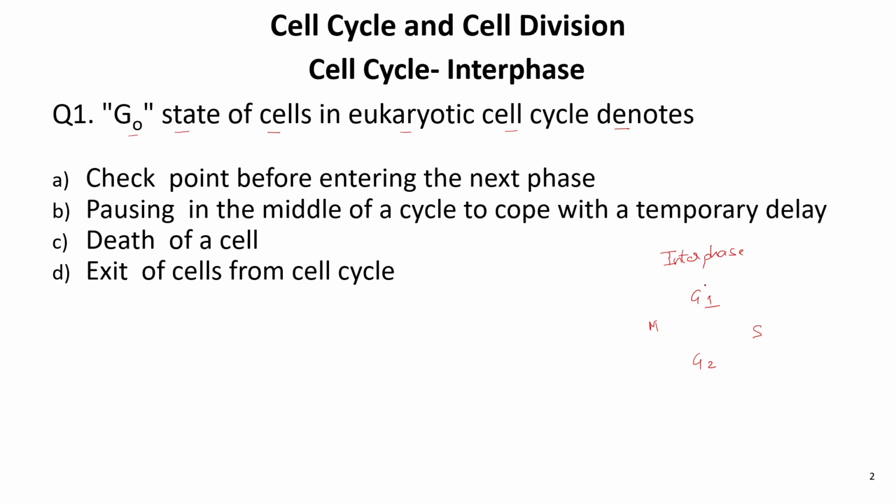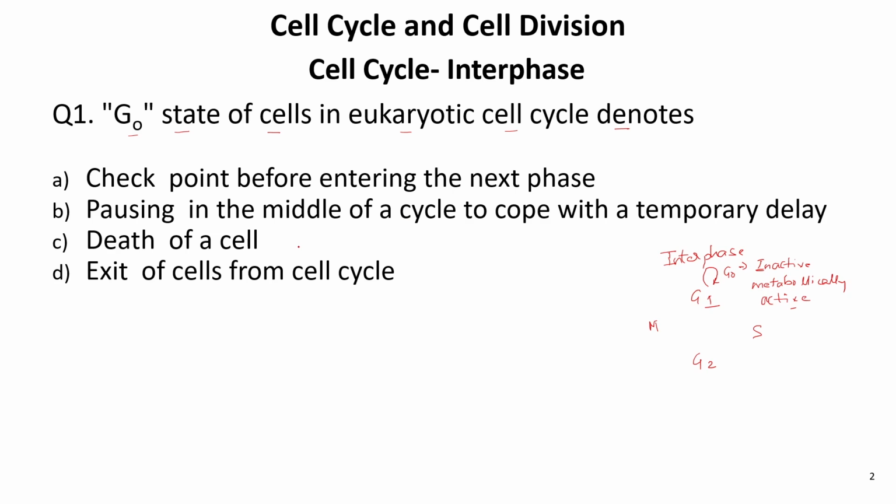Sometimes some of the cells, such as cardiac cells, which are heart cells, the skeletal muscle cells, and some lymphocytes, exit the G1 phase and enter the G0 phase. G0 phase is an inactive phase, but the cell is metabolically active. It is not proliferating, meaning it is not dividing.